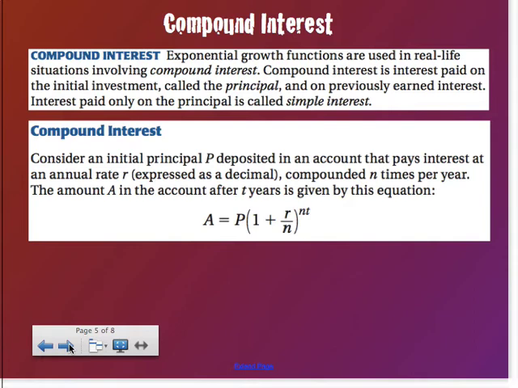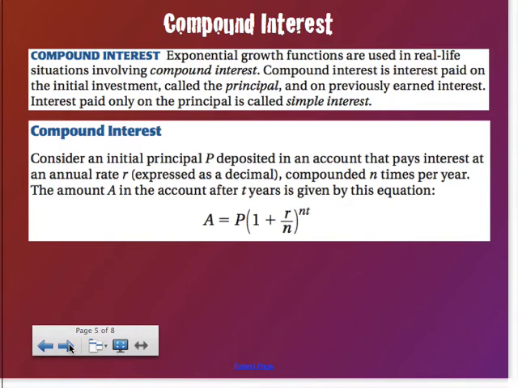If you look at this, it says exponential growth functions are used in real life situations involving compound interest. Compound interest is interest paid on the initial investment. So again, think about that bank account. You throw $500 in, and they say, every single month or every day or every year, we're going to give you a certain percentage on top of that. So if you leave it in for a year and you gain 4%, you're going to earn 4% back on that initial amount of 500, and that's going to be in your bank account. It's free money that the bank has given you for keeping your money in their bank.